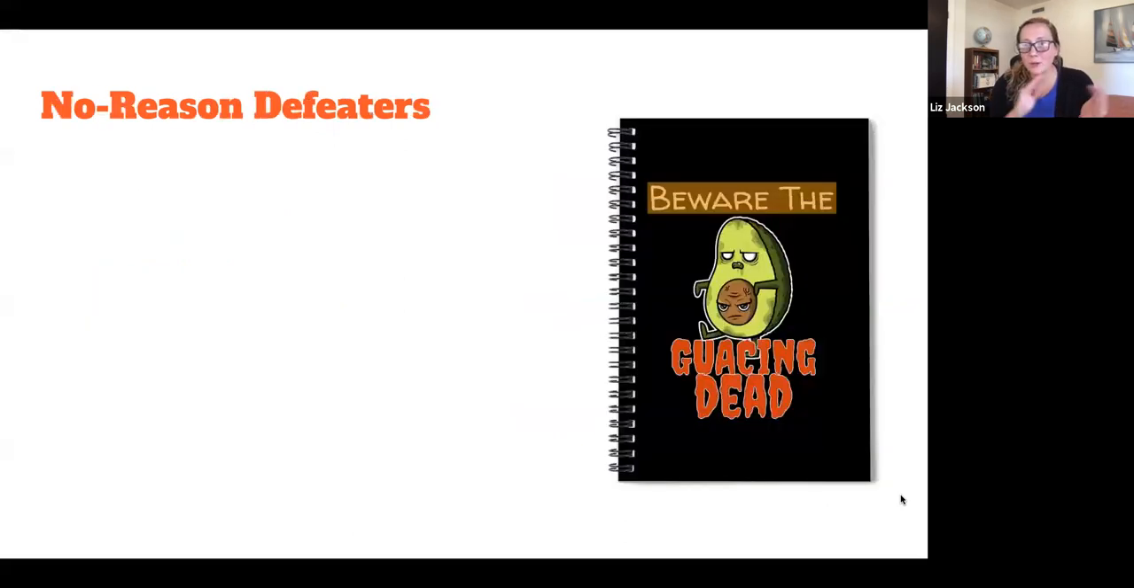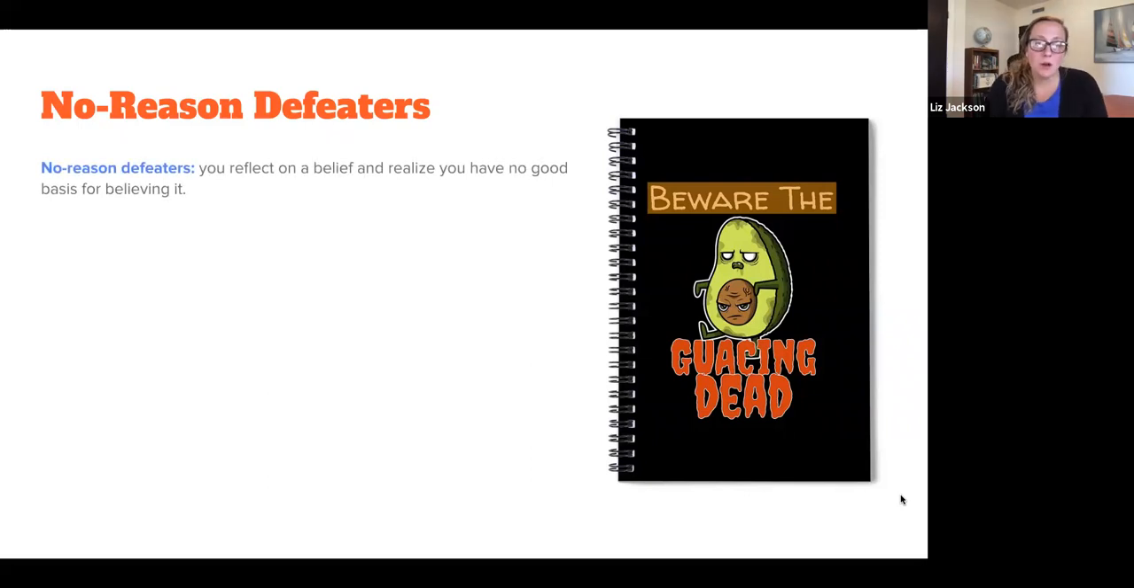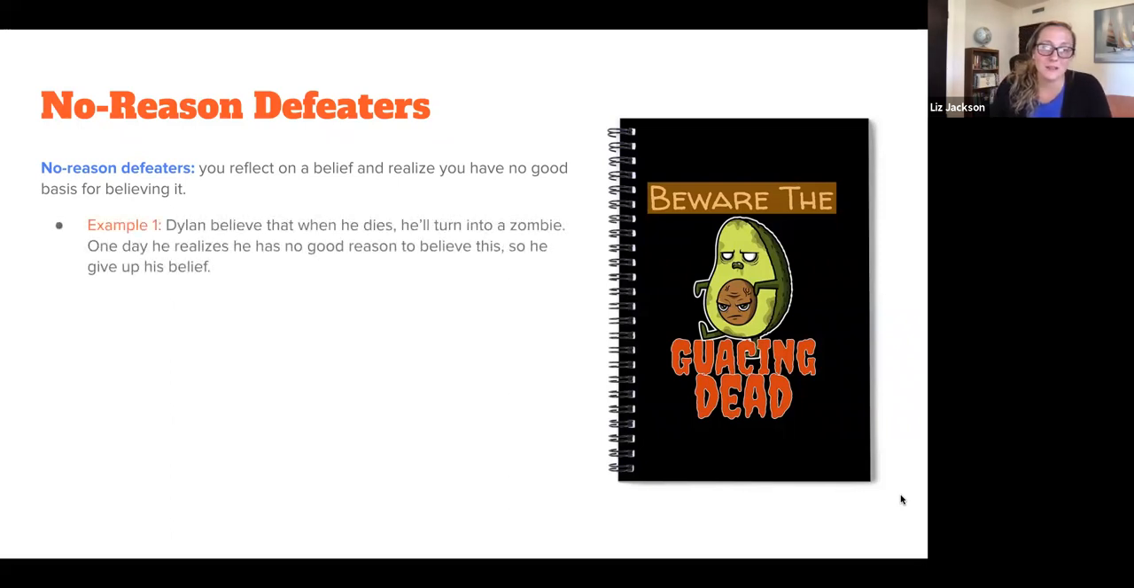Okay. So we talked about undercutting and rebutting defeaters. There's actually a third kind of defeater, called the no reason defeater. You get a no reason defeater when you reflect on some belief you have and then realize you don't have any good reason for believing it. So let's say that Dylan believes when he dies, he'll turn into a zombie. One day he realizes that he just has no good reason to believe this. Maybe he just saw some zombie movies and randomly formed the belief, but that's not actually good evidence for that belief. And so he gives up his belief.